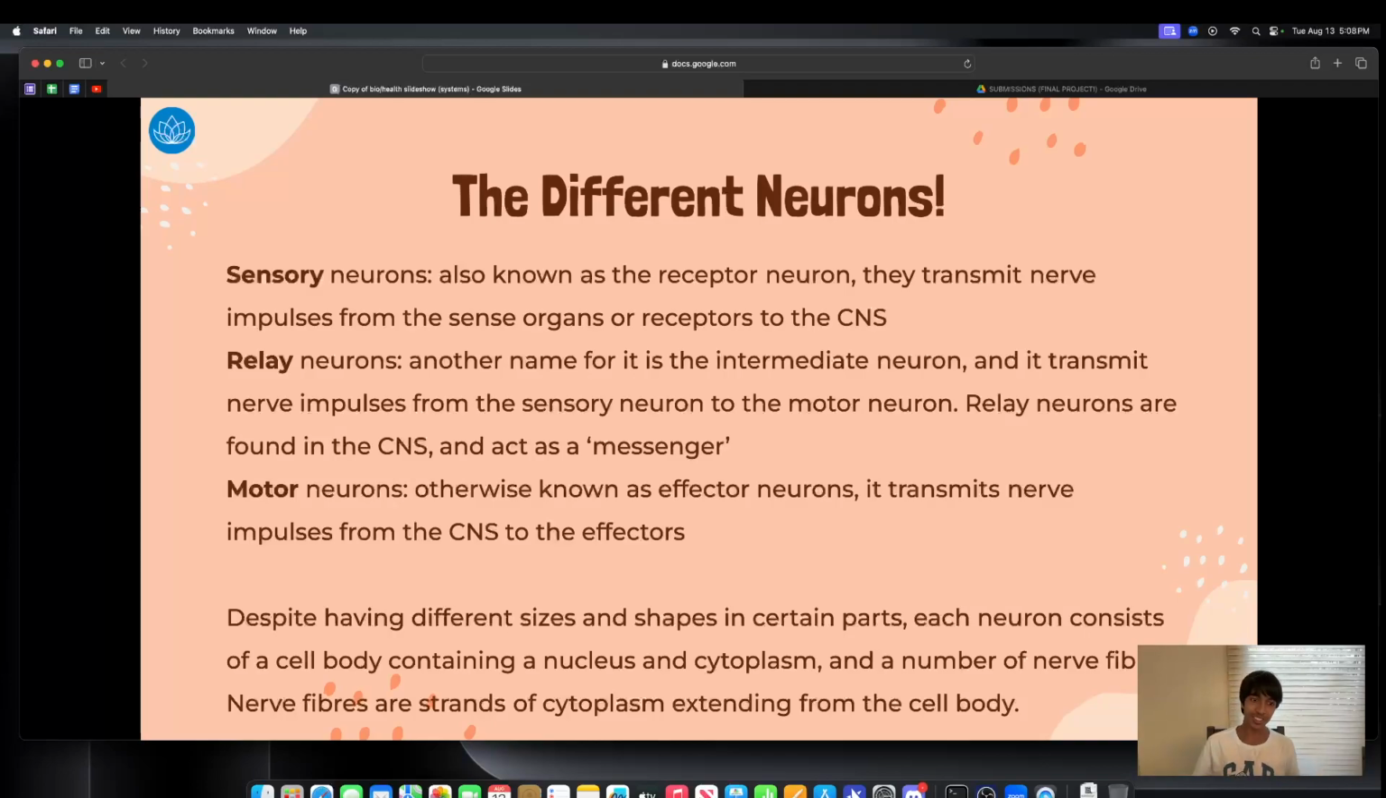Despite having different sizes and shapes in certain parts, each neuron consists of a cell body containing a nucleus and cytoplasm like all cells, and a number of nerve fibers. Nerve fibers are strands of cytoplasm extending from the cell body. So you can take 2 minutes to write notes.